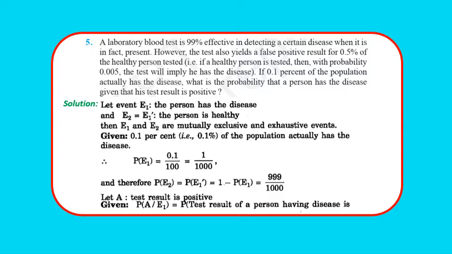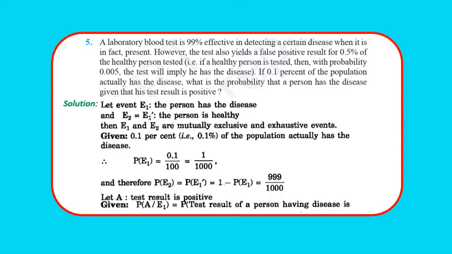Moving to question 5. A laboratory blood test is 99% effective in detecting a certain disease when it is in fact present. However, the test also yields a false positive result for 0.5% of the healthy persons tested. That is, if a person is tested, then with probability 0.005, the test will imply he has the disease. If 0.1% of the population actually has the disease, what is the probability that a person has the disease given that his test result is positive?